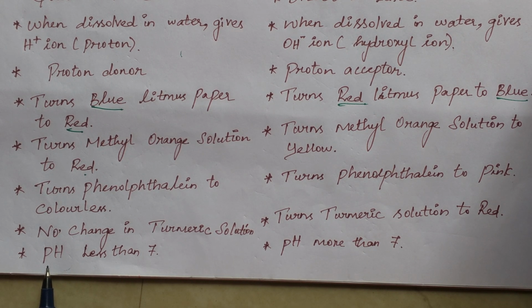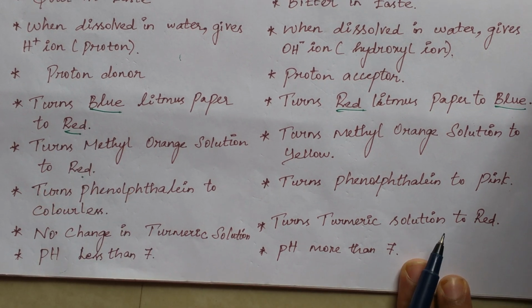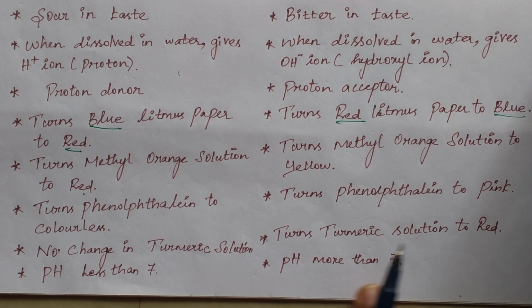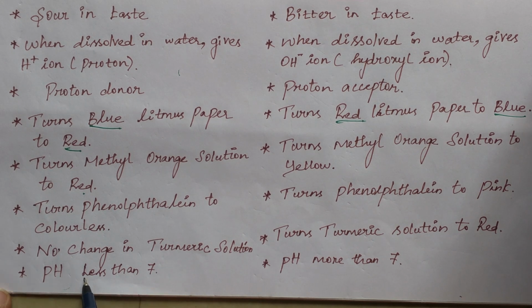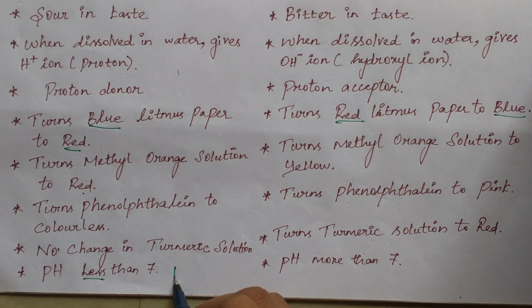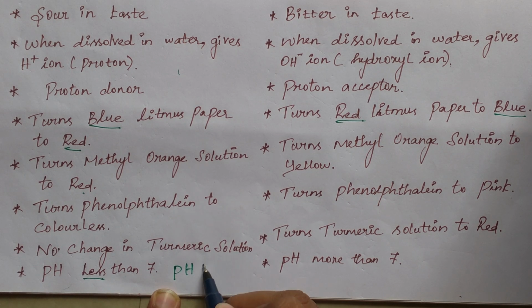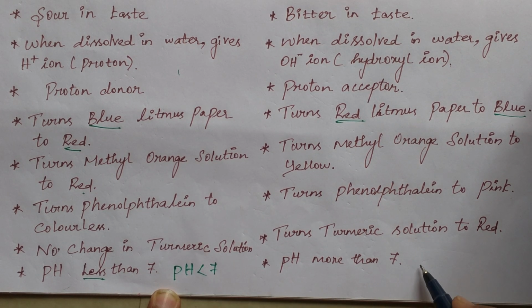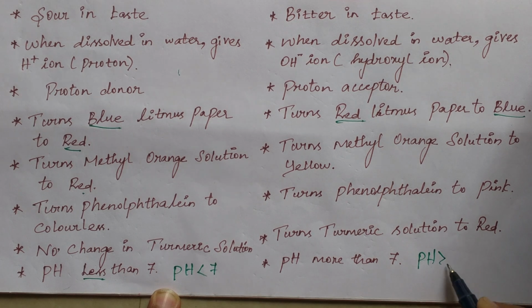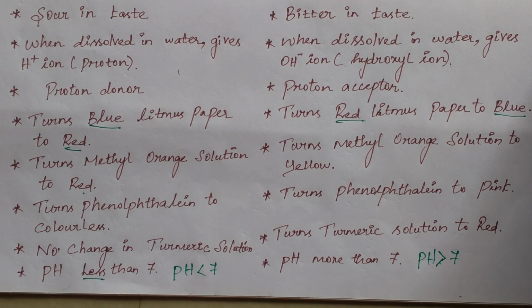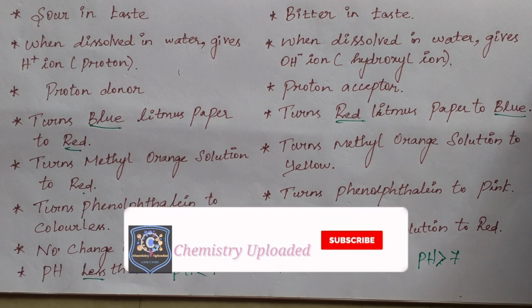Next, pH is less than 7 for acids and pH is more than 7 for bases. You should not forget this thing. So pH is less than 7 for acids. Next, pH is greater than 7 for bases. This is an important point, students, you should not forget.